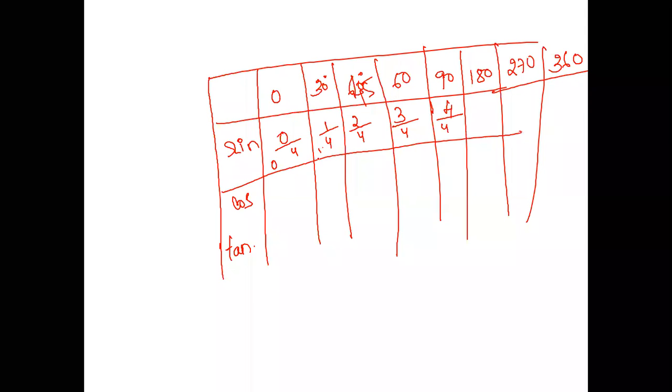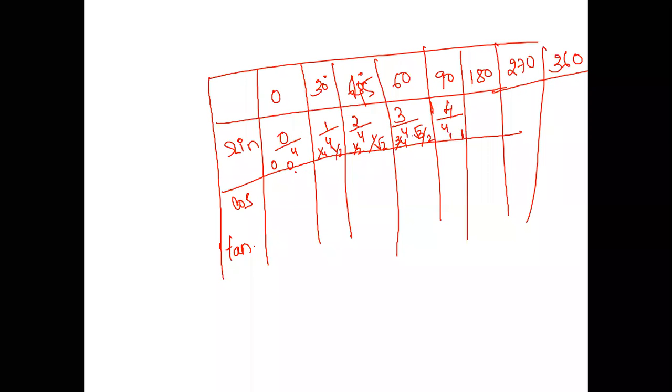0, 1 by 4, 1 by 2, 3 by 4, 1. Then take the square root. Square root of 0 is 0. Square root of 1 by 4 is 1 by 2. Square root of 1 by 2 is 1 by root 2. Square root of 3 by 4 is root 3 by 2. Square root of 1 is 1.